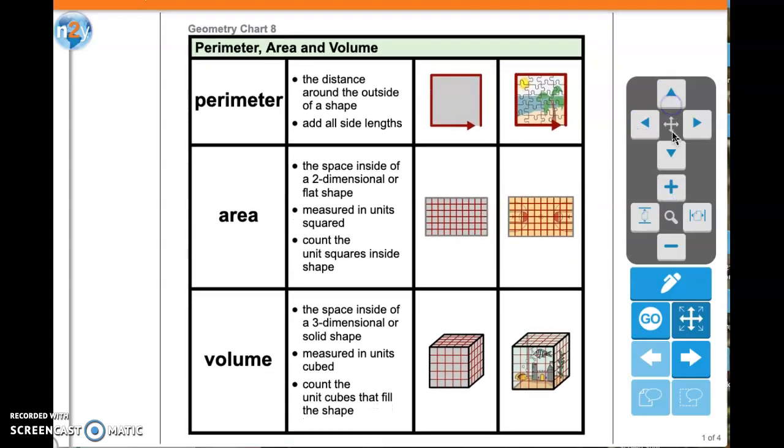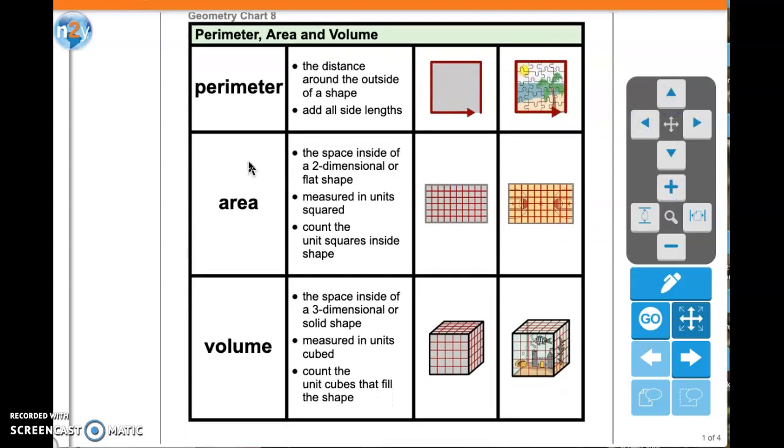So have you ever heard of the word perimeter before? No? So perimeter is the distance around the outside. So think of it like a fence, okay? So the perimeter is all the way around the outside. Here's an example like a puzzle. It would be how many pieces or how many inches can be around the whole thing, okay? So it's the distance around something. If we would figure out the perimeter of a building, we would go around the outside of the building, okay?